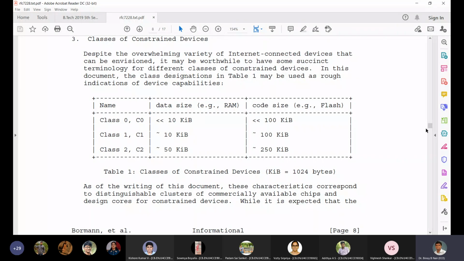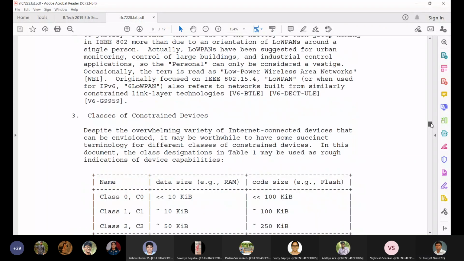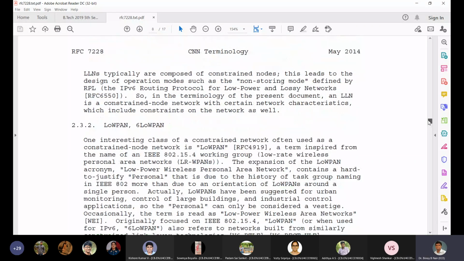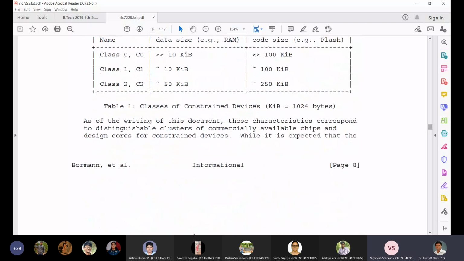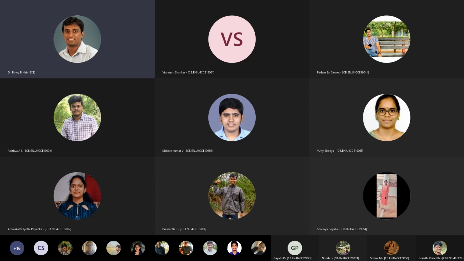Do you want this document to be put in the chat box? I can do that if you want. Have you downloaded this? No, sir, we don't have this document. I'll just share the link. This is the actual RFC document. Just put it here.